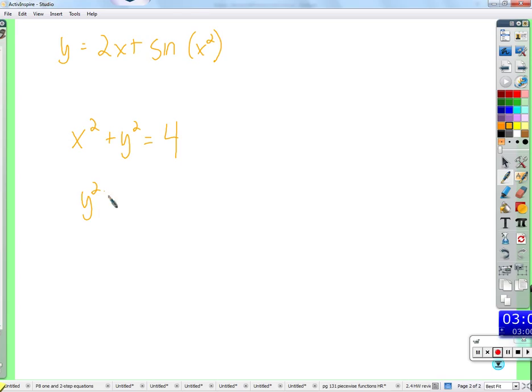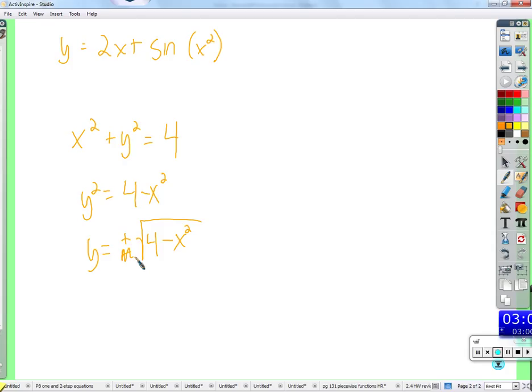Subtract x squared. Y squared equals 4 minus x squared. Y equals plus or minus the square root of 4 minus x squared. Of course, we usually ignore the minus. We just take the plus. But then that kind of ignores some values, right? So we lose some information when we do it that way, or else we have to create two functions, y equals a positive square root and y equals a negative square root, and do both of those together.